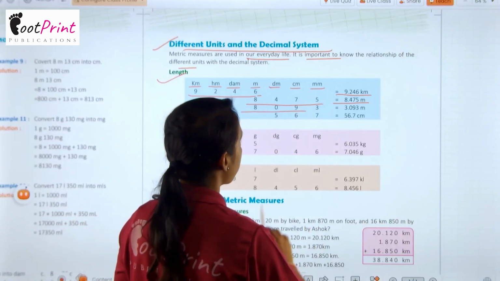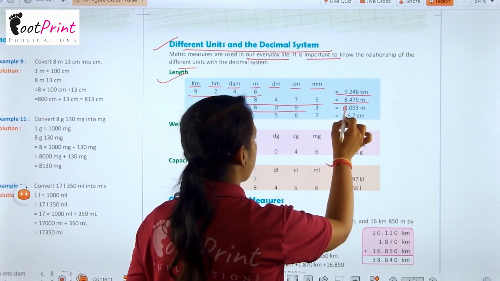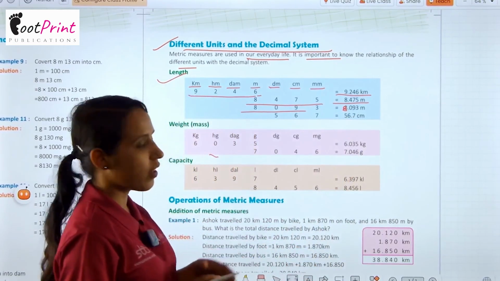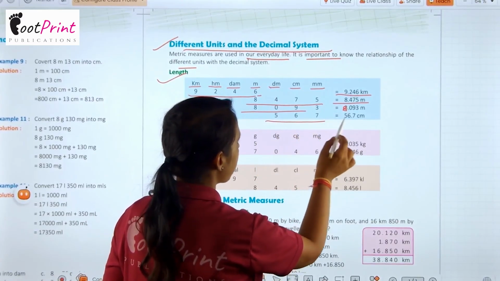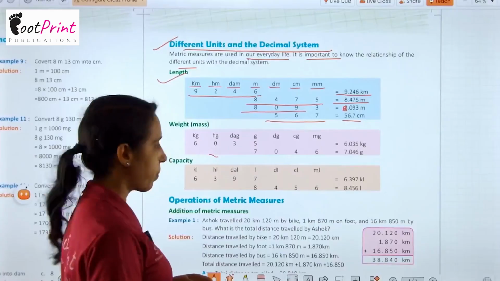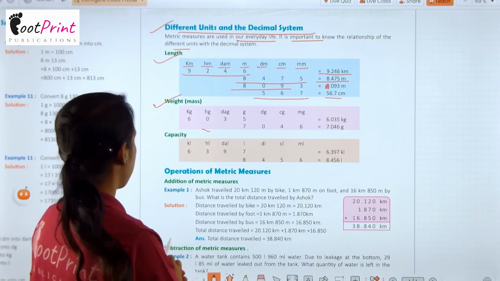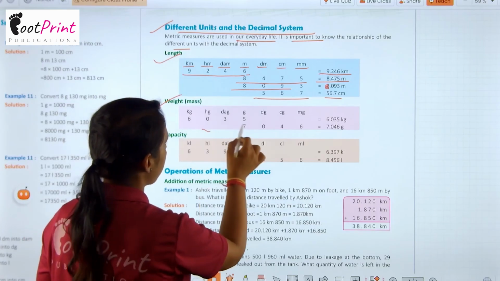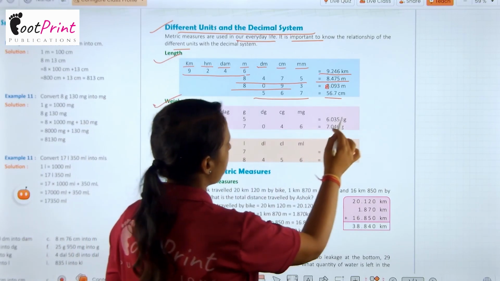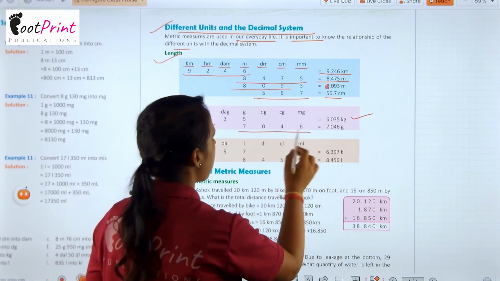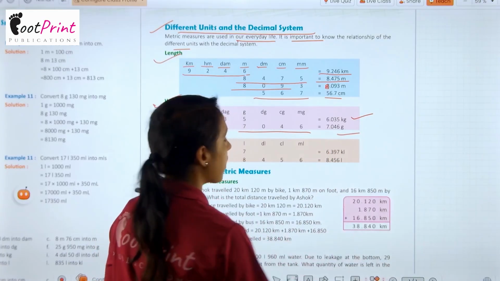In this we have 8.093, here 8 will become 8.093 meter. And in this also we have 56.7 centimeter. Okay. In the same way, weight, or we can say mass. So here we can write, if we write it in kilogram, we write 6.035 kilogram. And if we write it in gram, we write 7.046 gram.